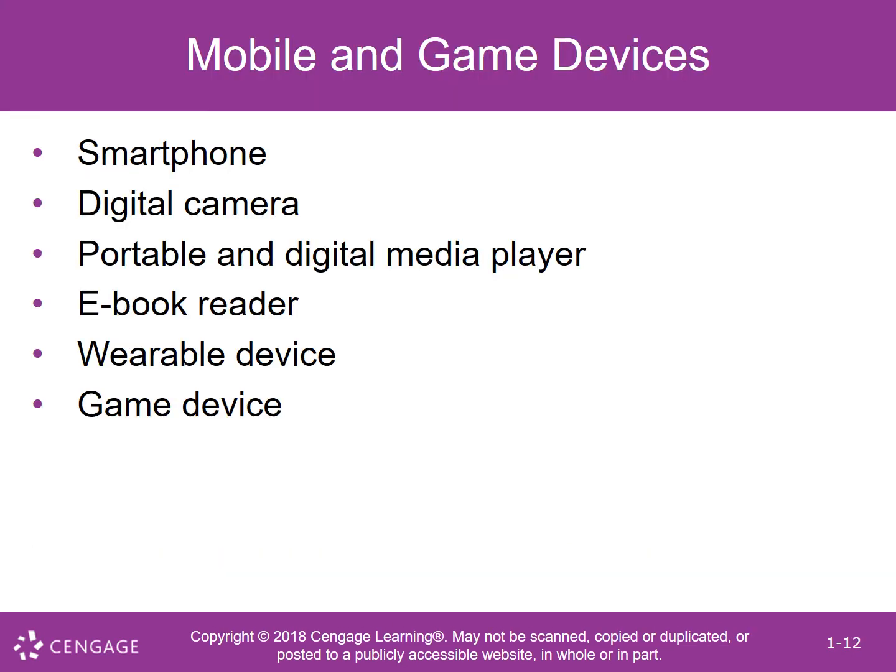I have here a list of different mobile devices. I suppose we are familiar with these. Smartphone, camera, portable digital media player, like the iPad, right? What else? That's the only thing I know. Digital media players, the Kindle ebook reader, and then wearable devices like Bluetooth, and then game devices, say PlayStation.